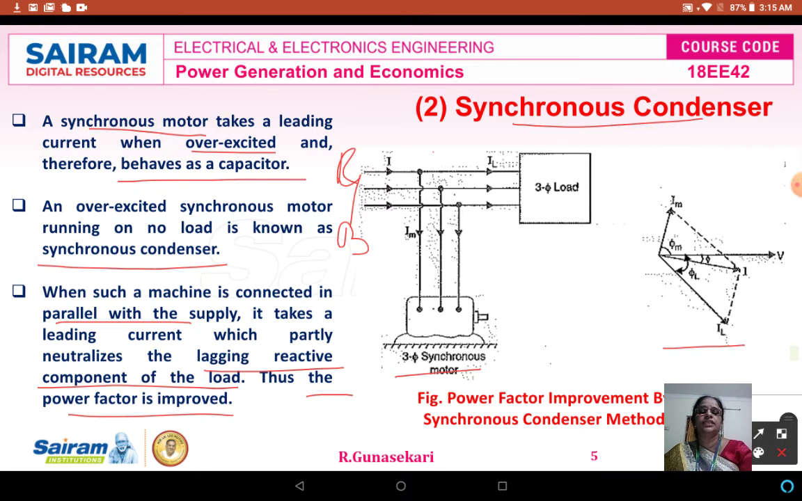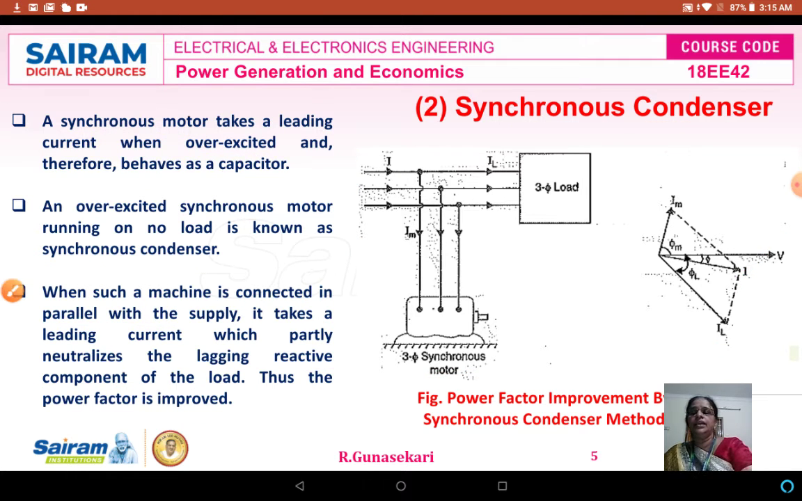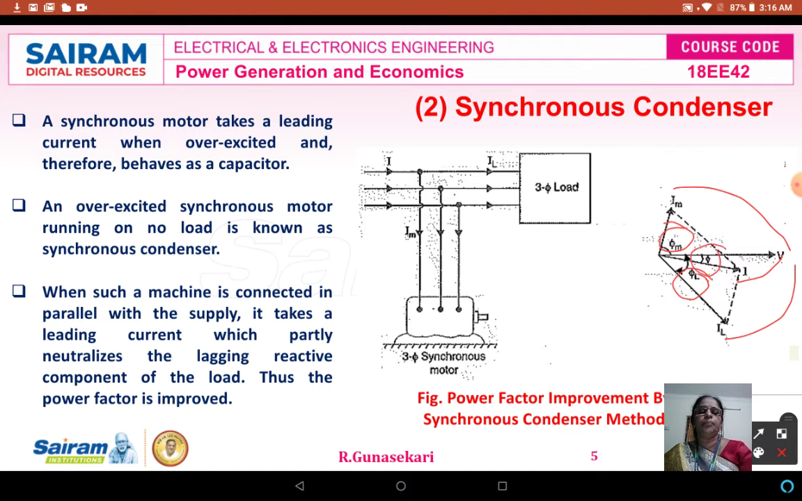Now you see the phasor diagram. V is the reference vector. The current I lags behind the voltage, and consists of IL and IM. The vector sum of IL and IM is the total current I. The angle between V and IL is phi L, the angle between V and IM is phi M, and the angle between V and I is phi. Here the current I lags behind the voltage.